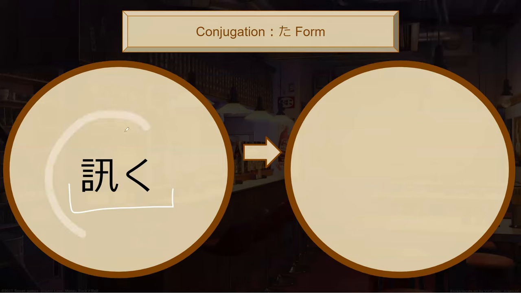What is the past form of this verb? So this is a ku ending. That means that it's an i. Kiita. This is kiita. Perfect. Can you read this for me?